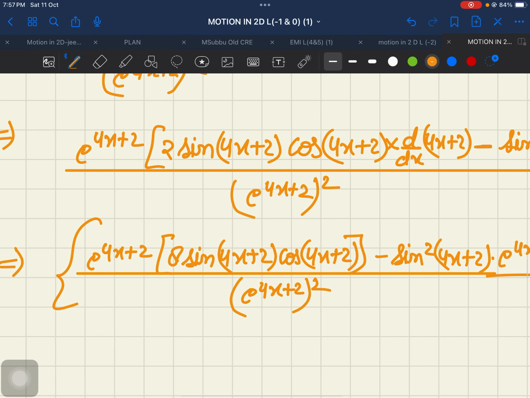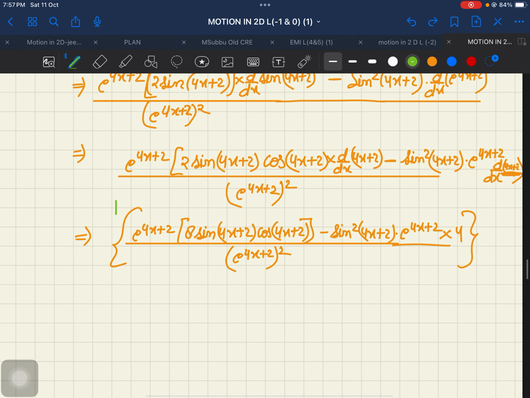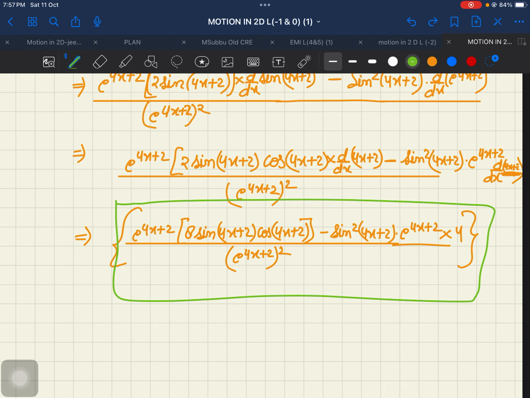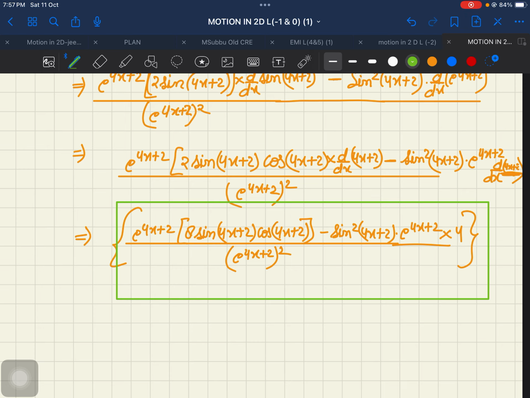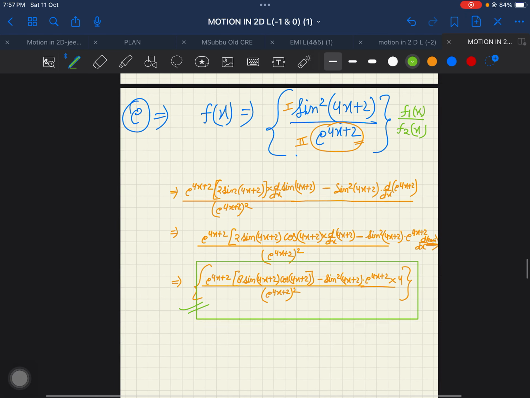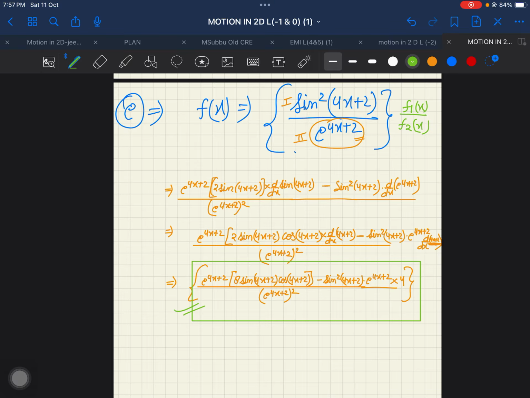Clear? I hope this is very much clear to all of you students, right? So I am keeping the answer in the box, everyone can check this. So this is the differentiation of this function. First we have used the division rule, and in division rule a lot of times we are using the chain rule. I hope this is very much clear.